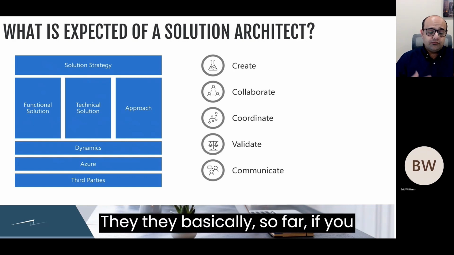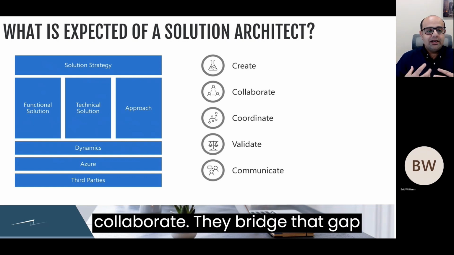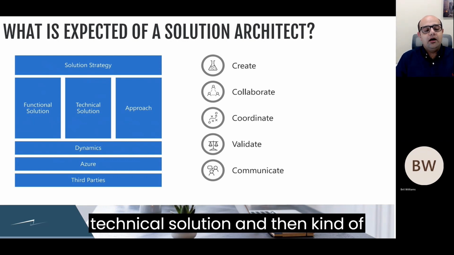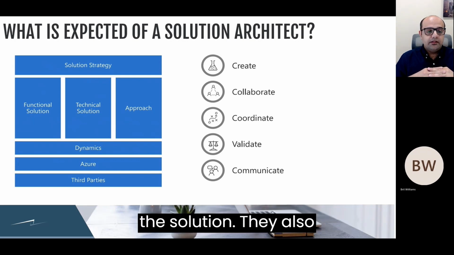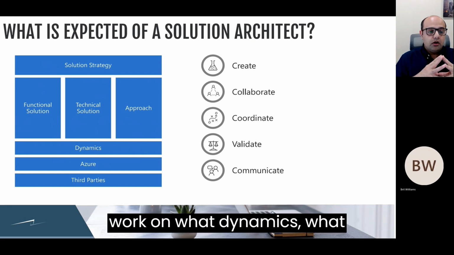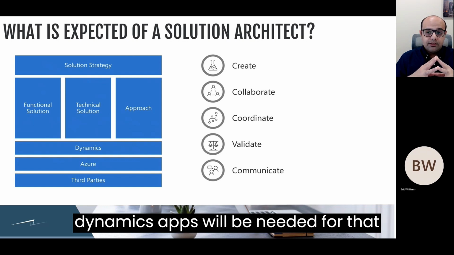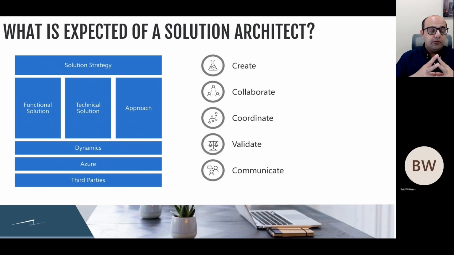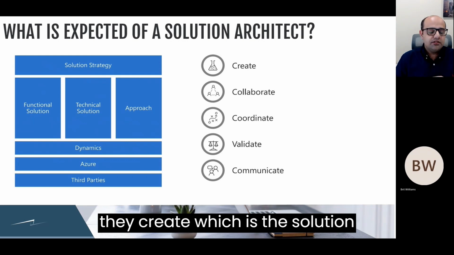If you talk about technical solution, they don't actually develop, but they collaborate. They bridge that gap between the functional requirements and the technical solution, and then holistically define the approach of the solution. They also work on the requirements around what Dynamics apps will be needed for that process, Azure services, and third parties, which can be your ISVs or any external integration. So again, they create a solution blueprint.